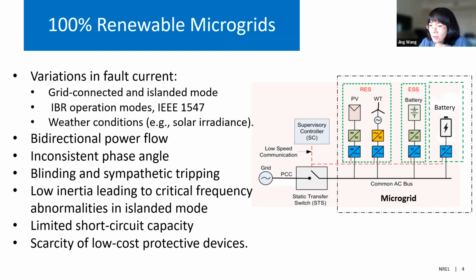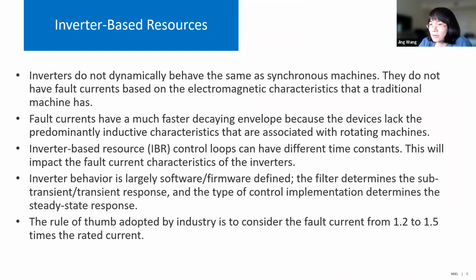Other factors like no inertia or limited short circuit capacity all lead to dramatic changes in frequency or voltages, and there is a scarcity of low-cost protection devices. All of those summarize the challenges in 100% renewable microgrids. In the next few slides, we would like to see in a little more detail how the IBR response looks.